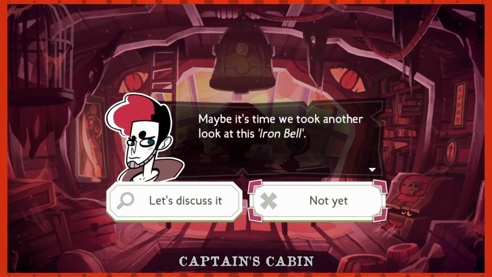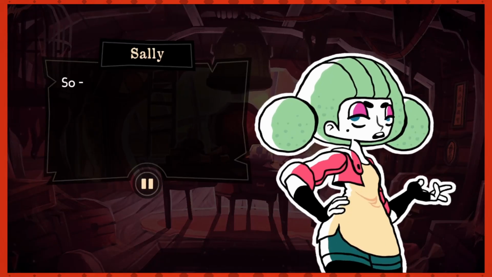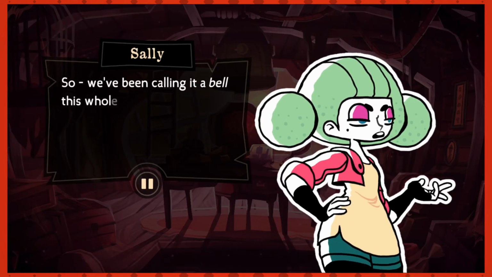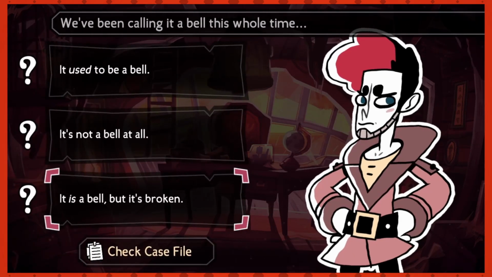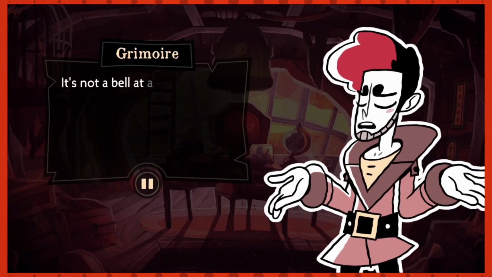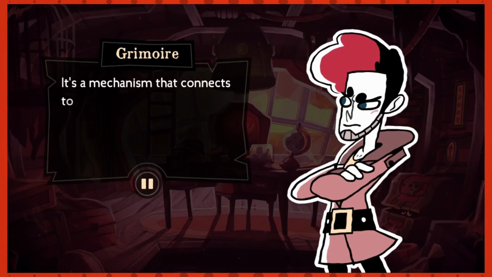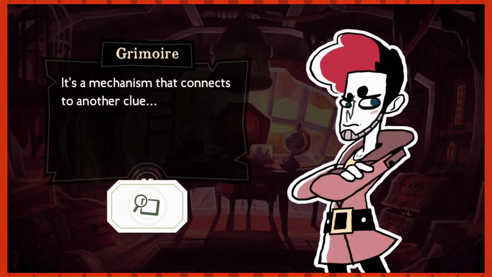Maybe it's time we took another look at this iron bell. Well, yeah. So, we've been calling it a bell this whole time. It's not a bell at all. It's a mechanism that connects to another clue. Yeah, but which one?